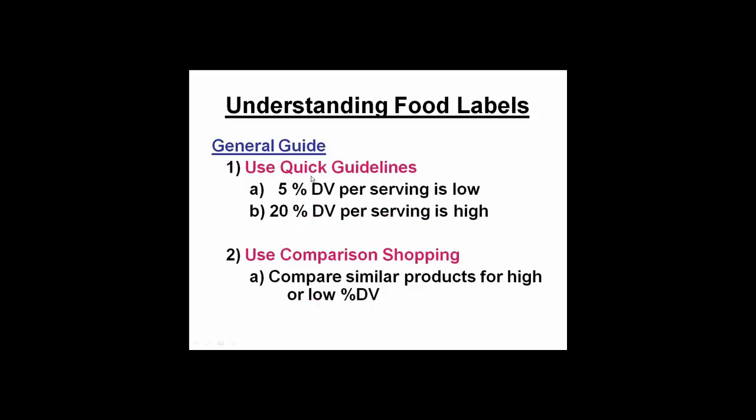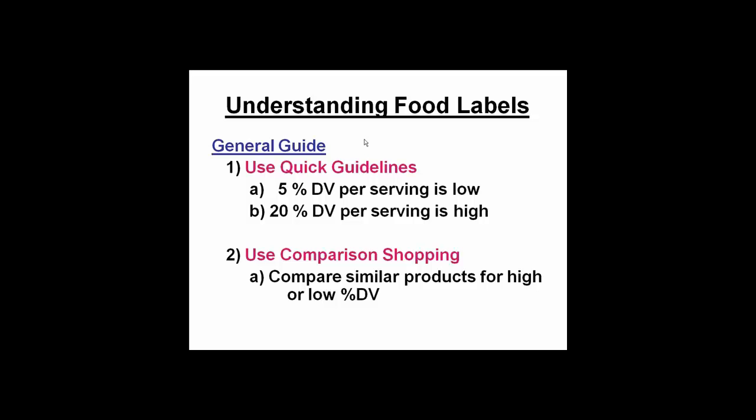Some quick guides that you'd want to look at when you're looking at the DVs: anything that is right around 5% would be considered to be low. So it can go either direction. If you're looking to reduce your saturated fat, then you'd want to look for a product that was close to 5%. But if you wanted to increase your fiber, you would want to pick something that's greater than 5%. You'd want to pick the 20% value. And then again, if you saw saturated fat was 20%, then you'd want to not choose it. You'd want to try to find a similar product that would be closer to that 5% goal as opposed to the 20% goal.